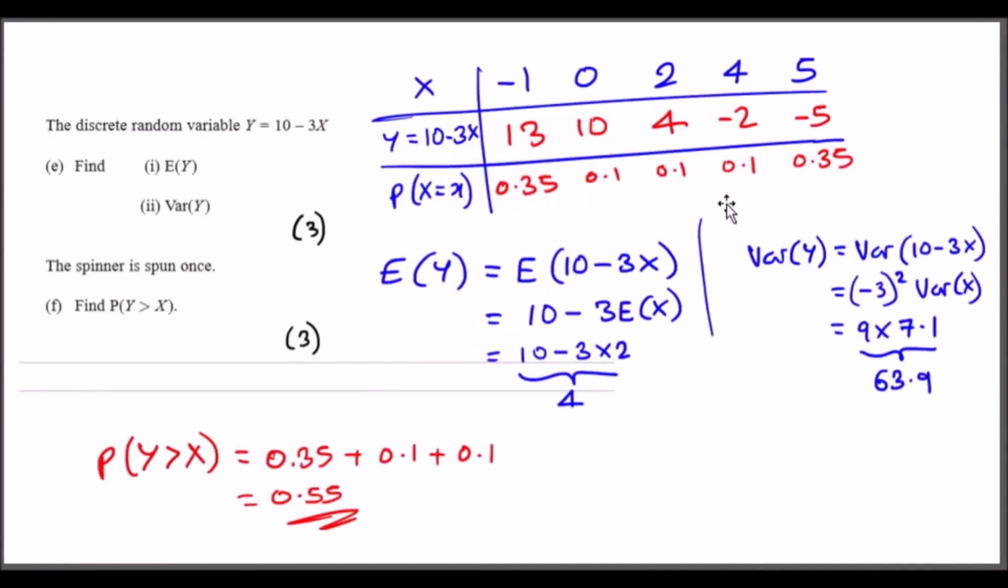Okay, here we go. Just a quick tip. I've copied out the previous table and you'll see that I've added a few more things, but we're going to go through it. So let's have a look. The discrete random variable y equals 10 minus 3x.